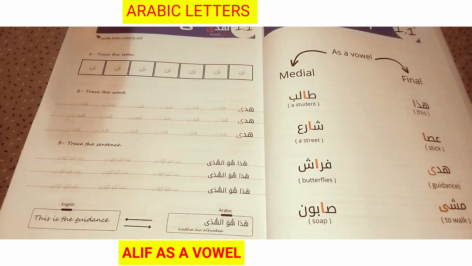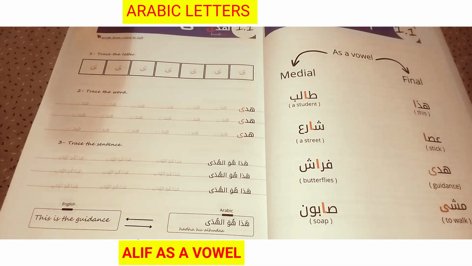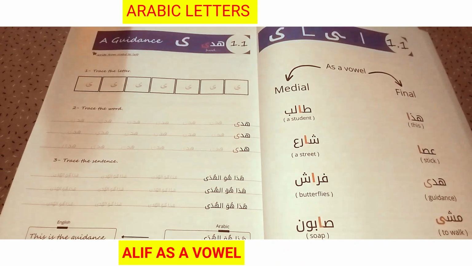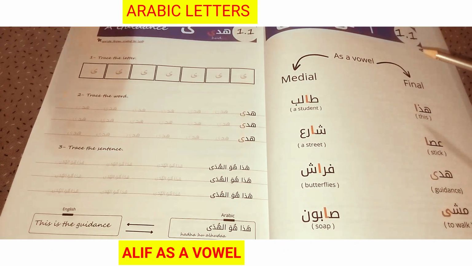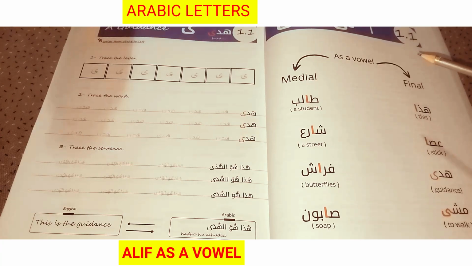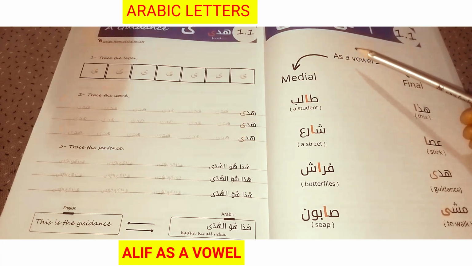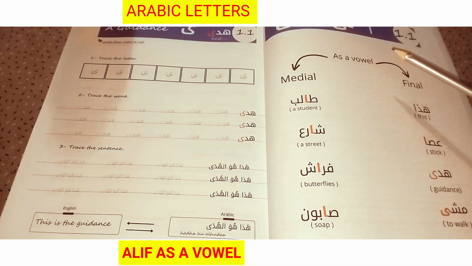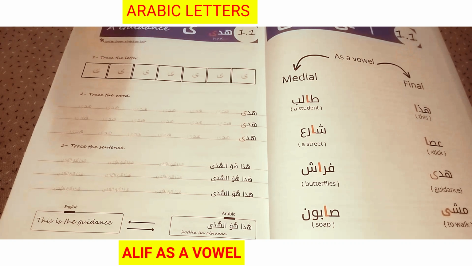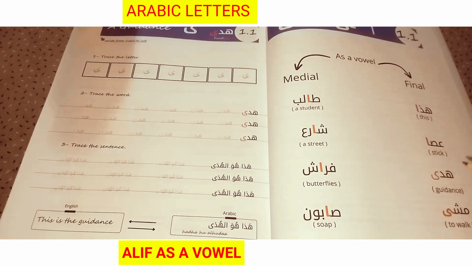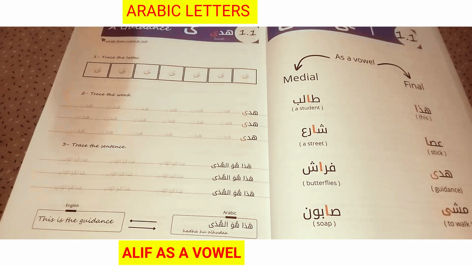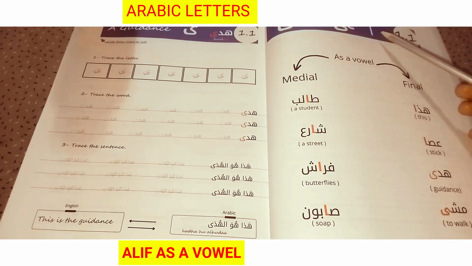Today we are going to start with our first lesson about Arabic letters. We're talking about harf al-alif. Harf al-alif has two functions. The first one that we're talking about is as a vowel. In the case that we want to say the vowel but longer, we use al-alif.